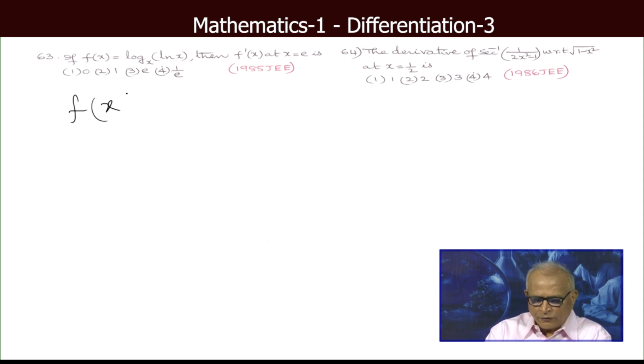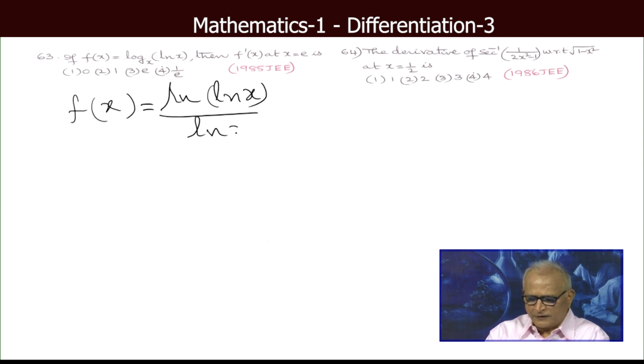So, f(x) is... You know the derivative of a logarithm function only when the base is e. Let us change the base x to base e. You know, log a to the base b is log a by log b to any base. So, whenever you want to change the base x to e, it is the ln of ln x by ln x, which is ln x.